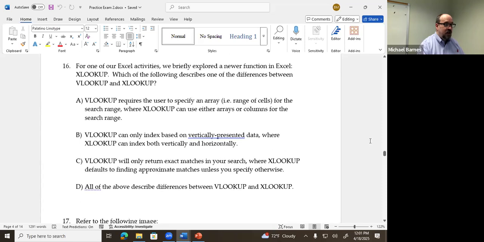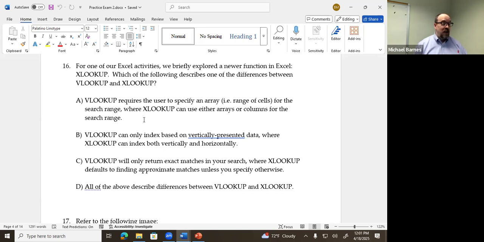Question number 16, for Excel activities, we explored the newer function Excel XLOOKUP. Which of the following describes one of the differences between VLOOKUP and XLOOKUP? This is a really devious question right there, but I'm a very devious individual, so that works out, okay? So VLOOKUP requires the users to specify an array. No, actually, that's XLOOKUP that requires the users to specify an array, whereas VLOOKUP can use either arrays or columns as a return. So you have to transpose these two. So A is not correct. VLOOKUP can index based on vertically presented data, where XLOOKUP can index on both vertically and horizontally. That is a correct statement. So B is our answer.